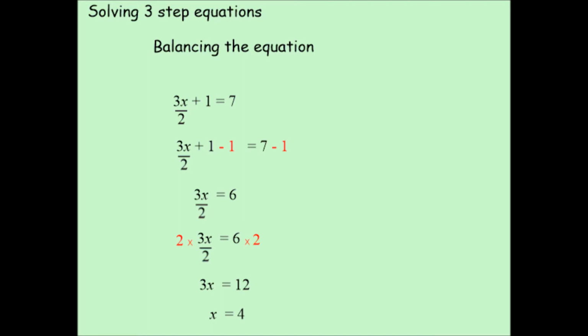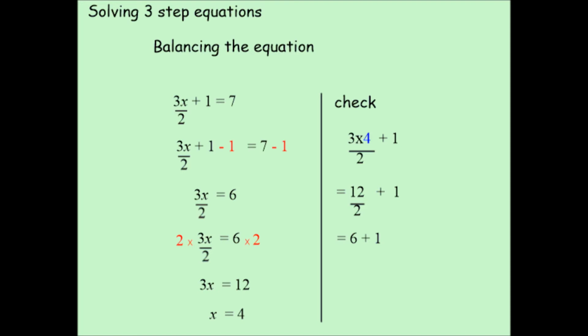Now once again we can check that solution by substituting x equals 4 into the original equation. So sub the 4 where x is on the left hand side, and we've got 3 times 4 divided by 2 plus 1. Simplify that, we get 12 on 2 plus 1, 12 on 2 becomes 6, and 6 plus 1 is our 7, which was the right hand side. So x equals 4 is the solution.